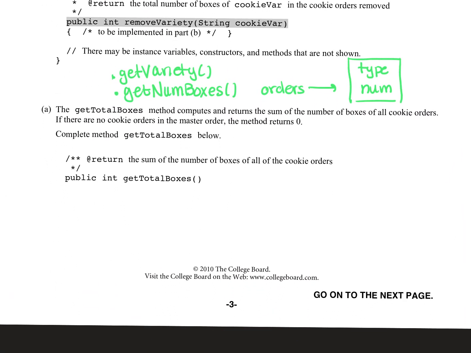So getTotalBoxes. First thing we're going to do is set up a total or a sum. We're going to traverse orders. I'll do a regular for loop first, and then I'll show you the enhanced for loop. So int i equal to 0, i less than orders.size(), i plus plus.